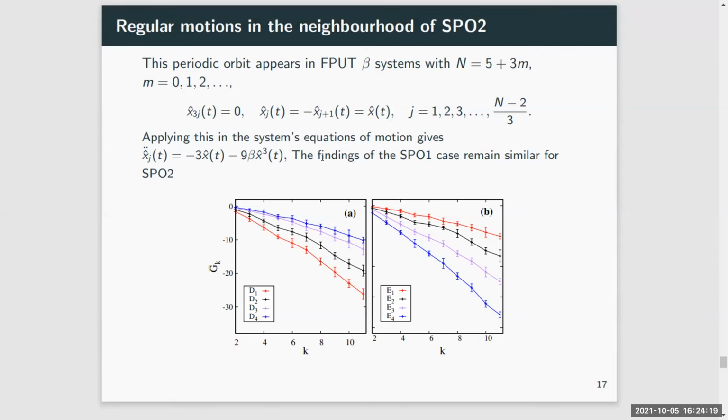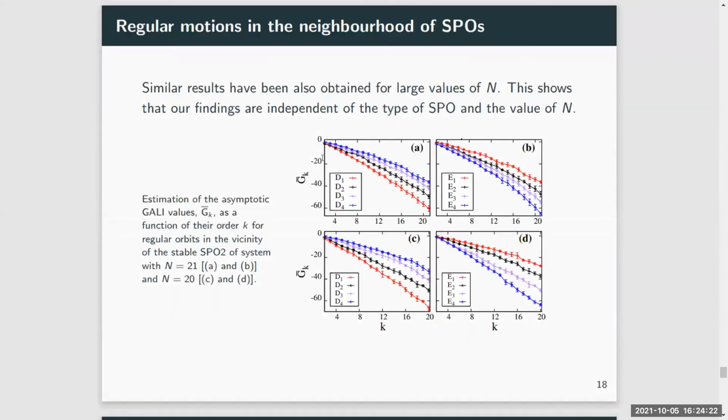To make our analysis more complete, we did a similar analysis for different numbers of particles. Here, as you can see, the results for larger values of N are presented. And we can see also the same monotonic relations as observed for 11 particles, for values of D here and for values of E here. Therefore we can say that our findings are clearly independent of the type of SPOs, because we use two SPOs, and of the value of N.